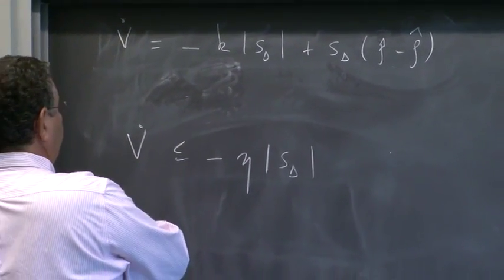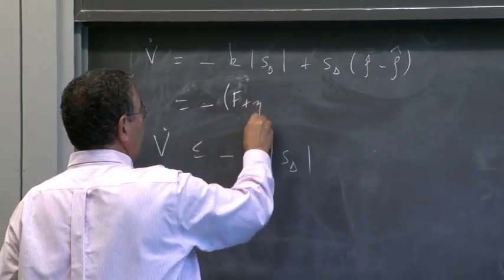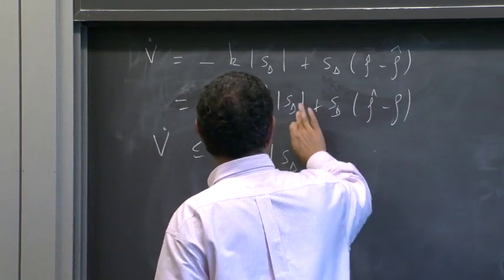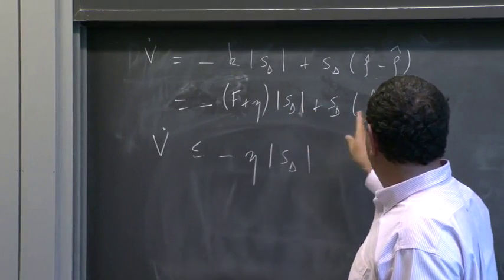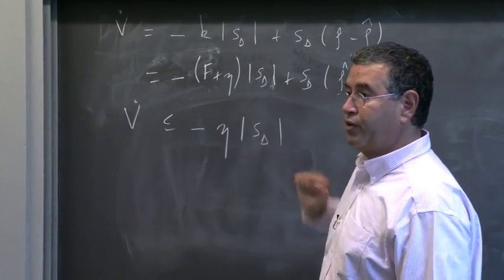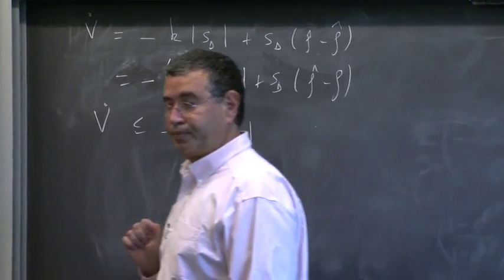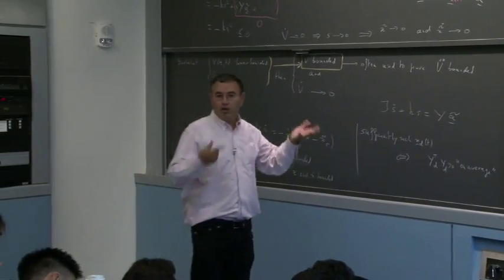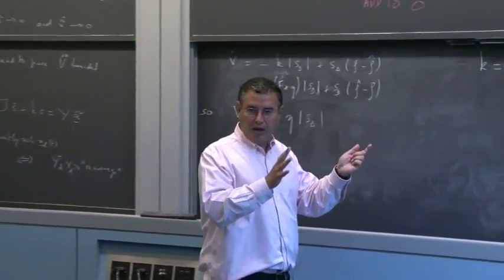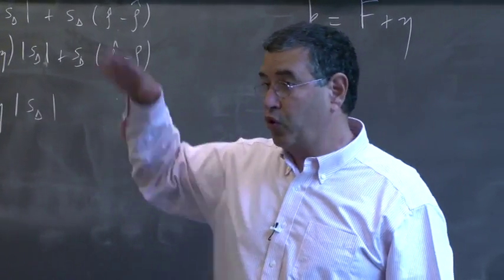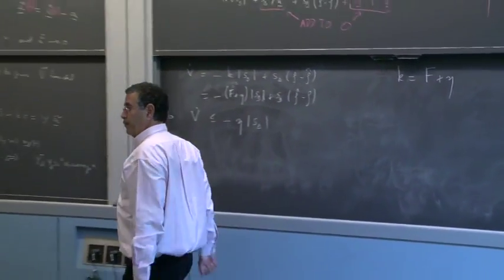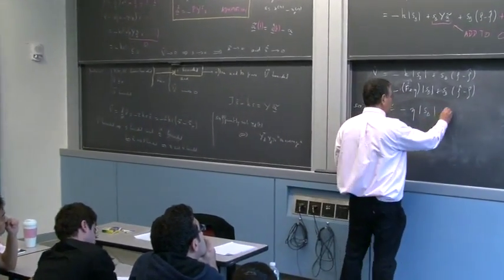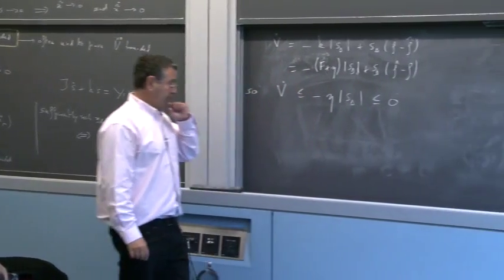If we want, we can write this more explicitly. Minus K, which is F plus eta, times S delta, plus S delta times F hat minus F. We see that this term is always of the correct sign and overpowers this term, and the only thing that's left is minus eta S delta. Everybody understands this? It's always the same story. We have a term whose sign we like, and we want to make sure it's larger in absolute value than the term whose sign we don't know. And of course, minus S delta is negative.